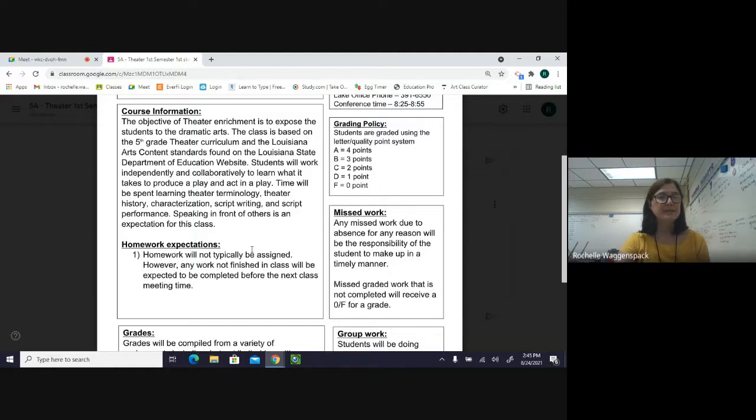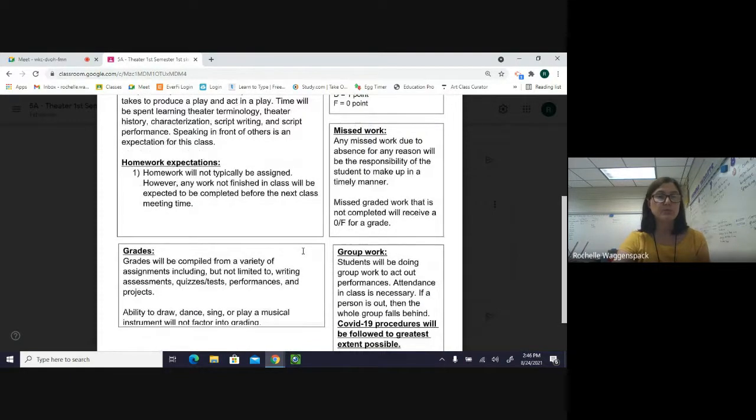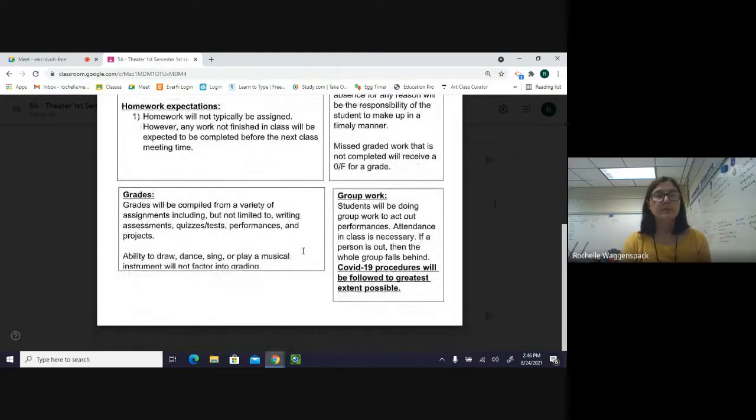I don't generally assign homework for this class. Homework really is if anything is not finished in class, then they will take it home and finish it. But enough time is given for them to work together in class because a lot of it is group work. Grades come from a variety of assignments, but are not limited to things like script writing, performances, projects.